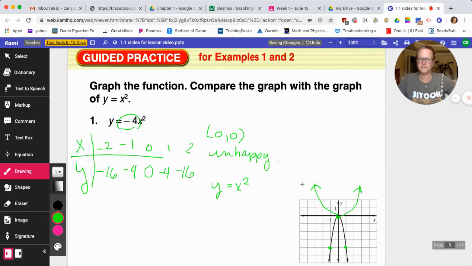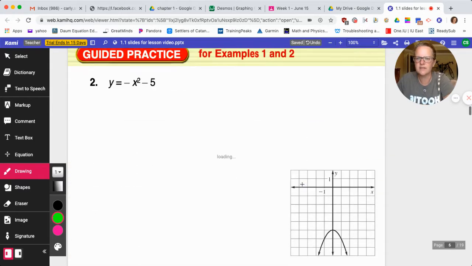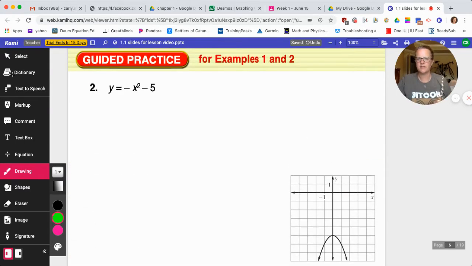Okay, let's try the next one. Here, I should be able to ask you, is this a happy parabola or a sad parabola? That tells us right there, it's unhappy. And this tells me I'm going to shift 5 down, which we already see. I wish there was a little undo button. Okay, we're shifting straight down.